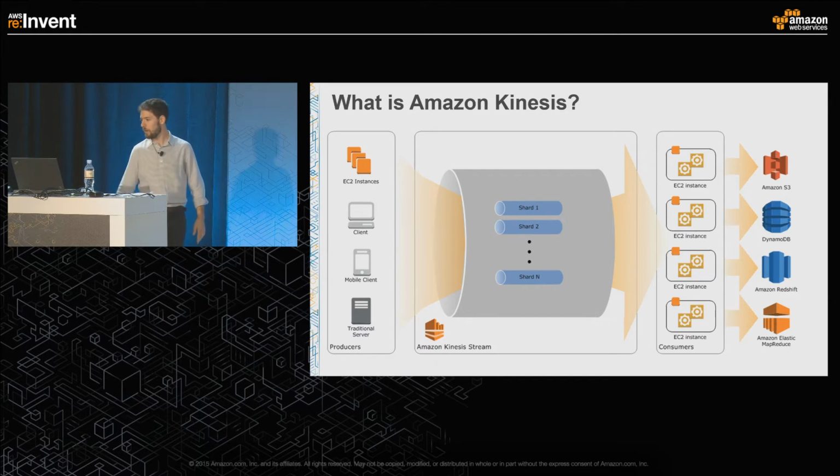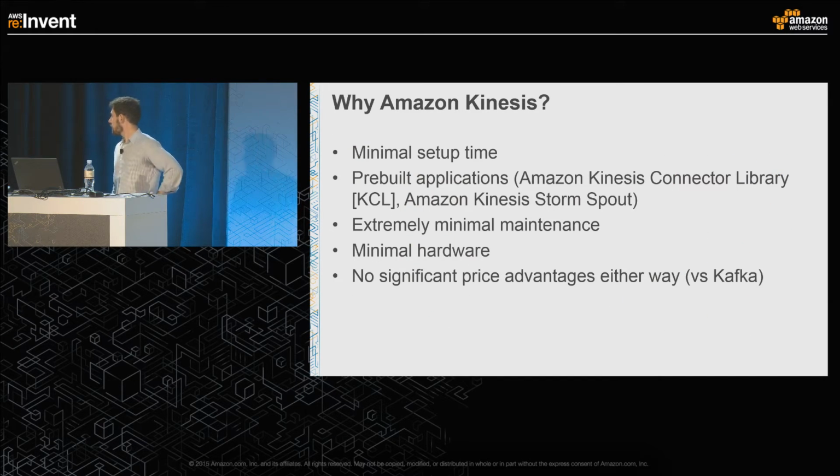All right. And so why did we pick Kinesis? Minimal setup time, all these pre-built applications, which are pretty useful. The Kinesis connector library and the Kinesis storm spout worked really well with the architecture that we were sort of planning. No maintenance, no hardware, which meant with one engineer you could actually run this. And there wasn't really a price consideration. It wasn't a big enough difference to factor into our decision.